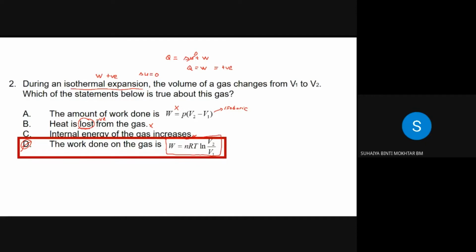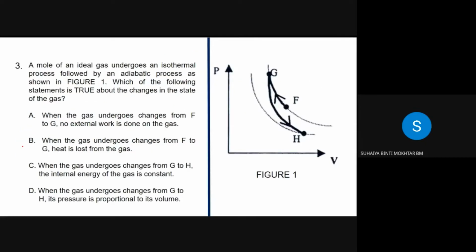Okay, now number 3. What's the answer for 3? A, B, C or D? B. B, ball. Okay, the others? All B, B also. Okay, let's look here. One mole of an ideal gas, so n equals 1. It undergoes an isothermal process followed by an adiabatic process as shown in the figure.